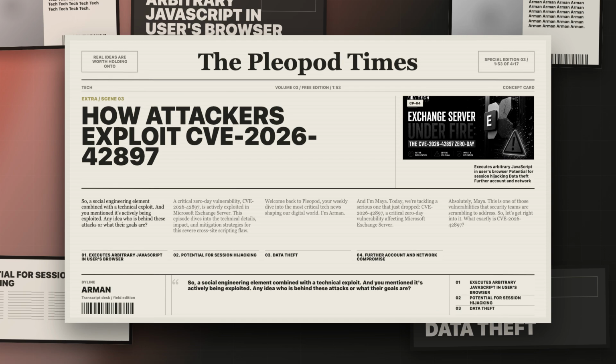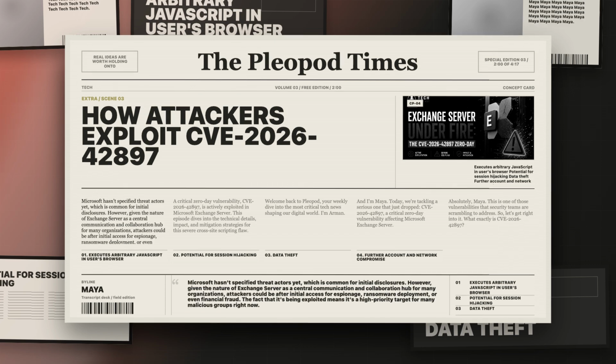And you mentioned it's actively being exploited. Any idea who is behind these attacks or what their goals are? It really underscores the importance of staying vigilant. Microsoft has acknowledged this and has put out some immediate steps, right? What are those? Yes, they have.